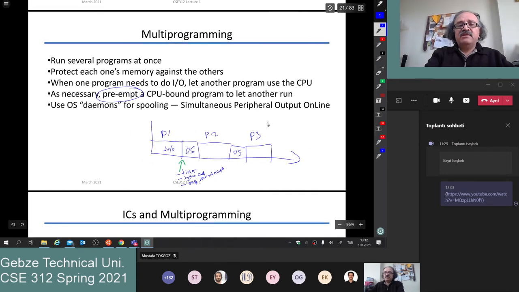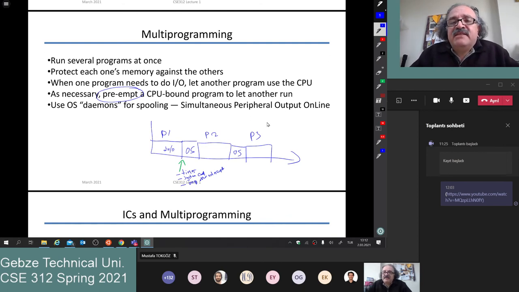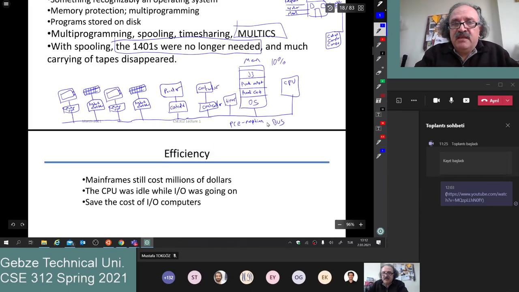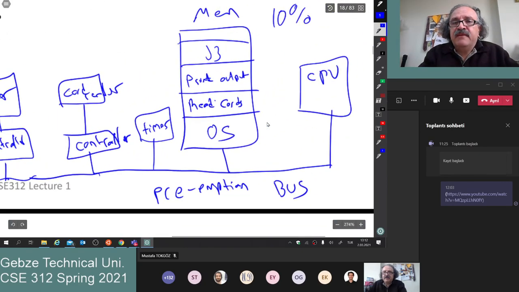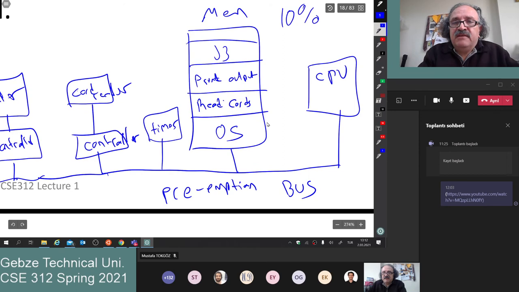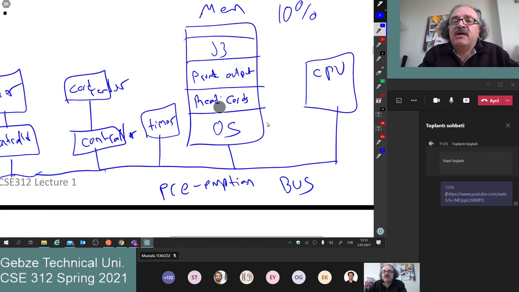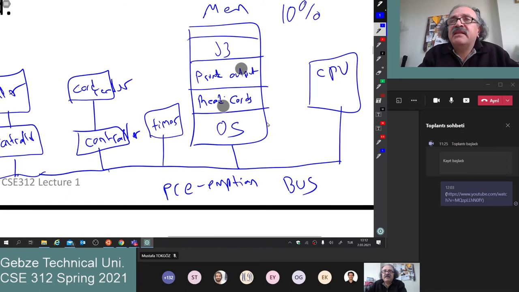Operating systems use daemons. Daemons are special processes. They always stay in the memory, and they are good for printing stuff and reading from the cards. We call this spooling, simultaneous peripheral output online. Remember the picture that I drew here? Print output, read cards. These are the daemons. These are the operating system jobs. They are blocked and they are waiting.